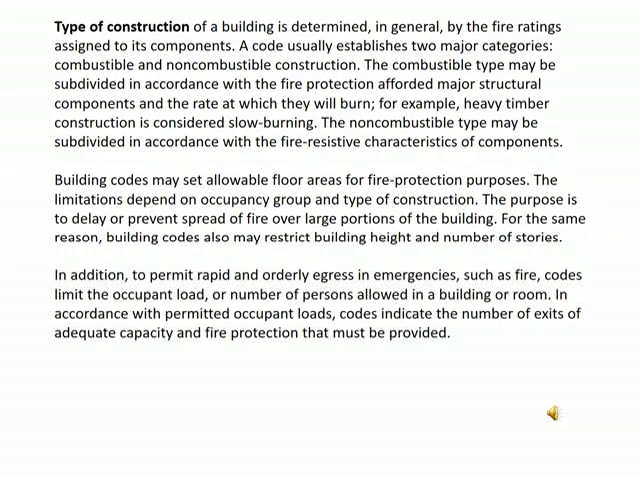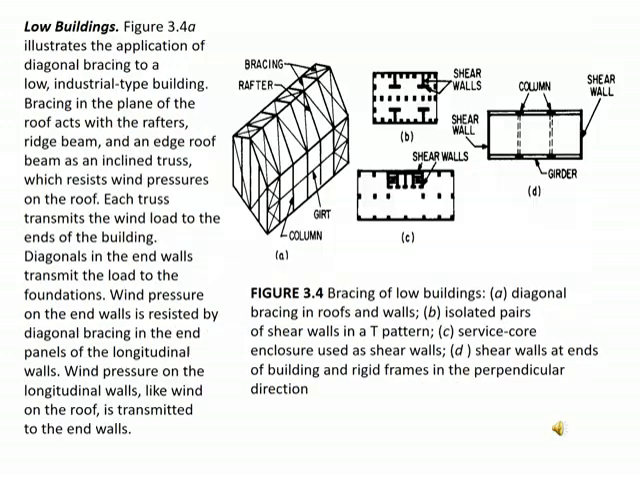You see a low building, so there will be bracing of the low building. Firstly we have to construct the diagonal bracing, and then the isolated pair or the shear wall has to be constructed, and the shear wall at the end of the building has to be constructed. So this is about the bracing of the low building.